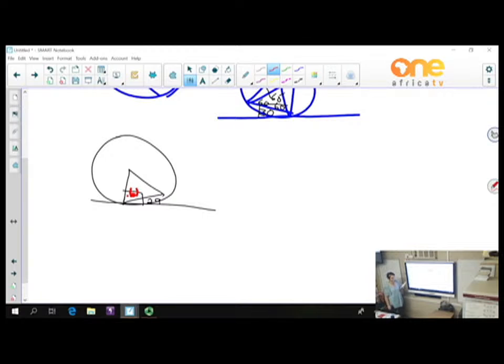But the question is, we have to find x. Okay, so that means this one is also 61. Look at that isosceles triangle that you have there every time. And what will be the angle at the center then? 180 minus twice 61, 58 degrees there. Okay, so this is how we're going to do them.